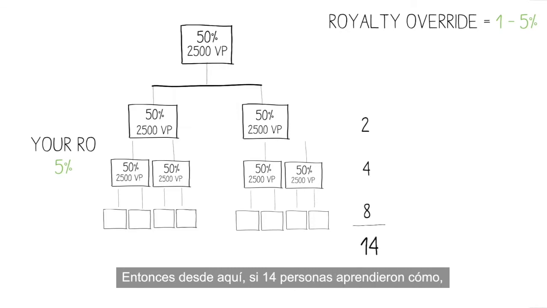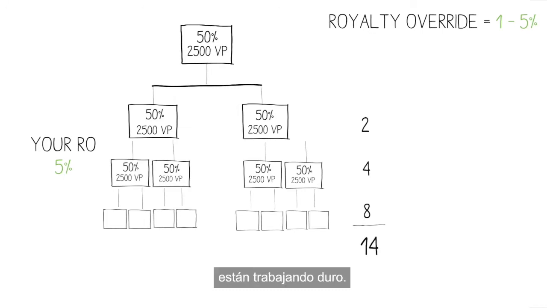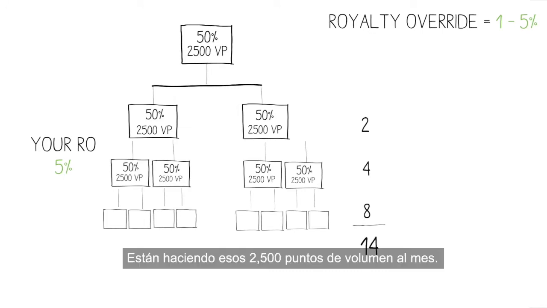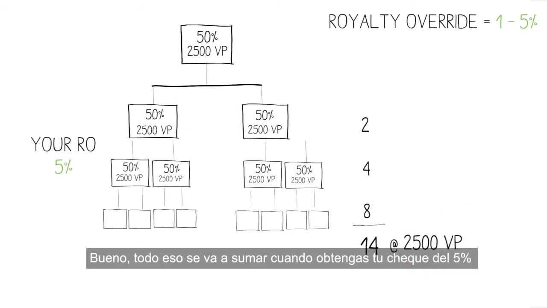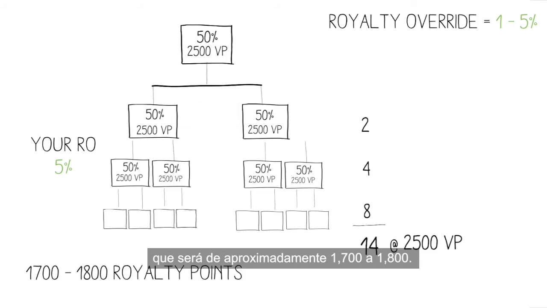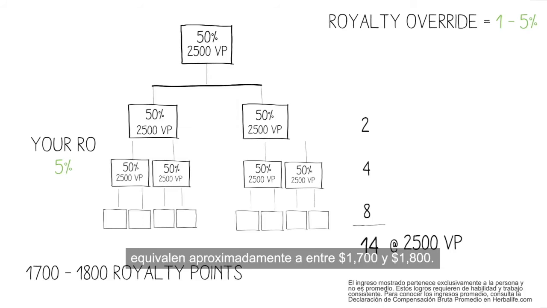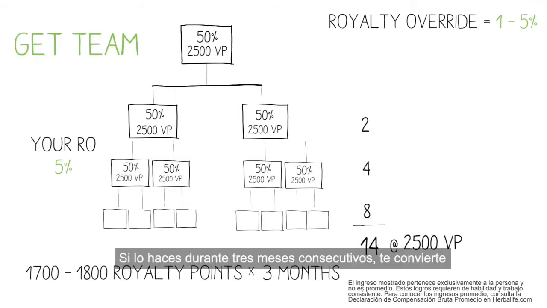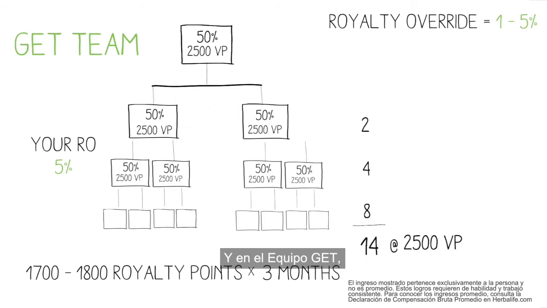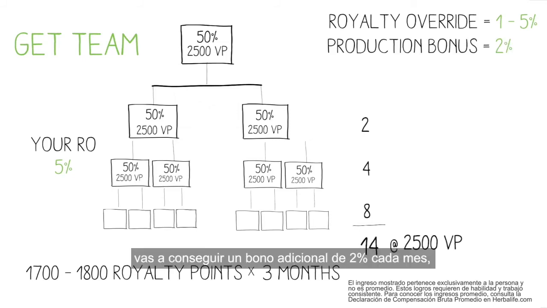And so from here, if 14 people have learned how, they're working hard, they're doing 2,500 volume points a month, well, that's going to add up when you get your 5% check to somewhere between 1,700 to about 1,800 royalty points, which in the U.S. is approximately $1,700 to $1,800, which now makes you, if you do it 3 months in a row, something called Get Team. And at the Get Team, you're going to get an extra 2% bonus every month on top of the 5%, as long as you qualify each month.